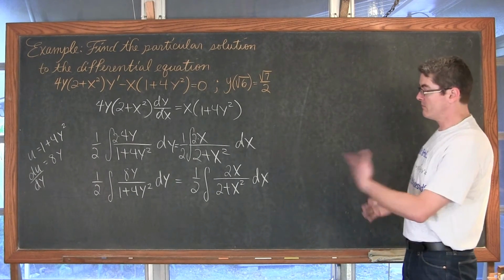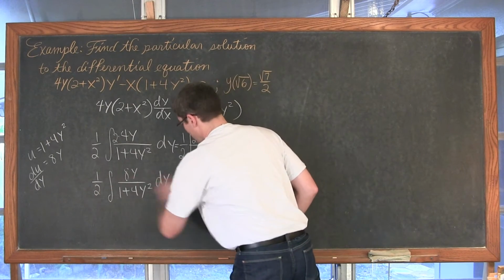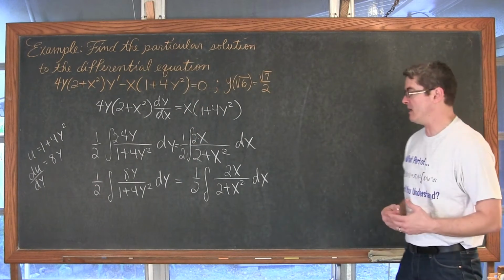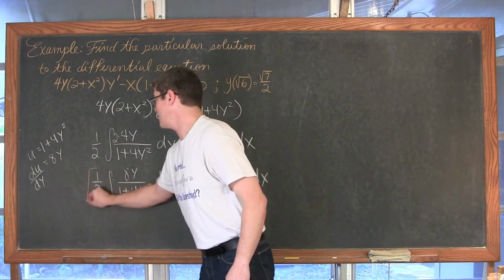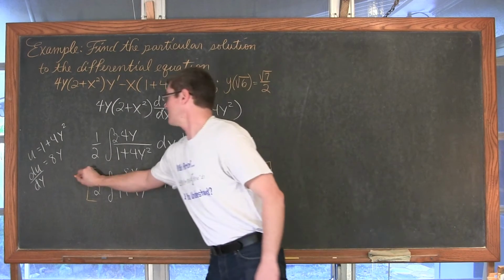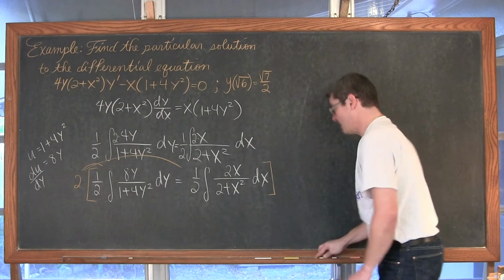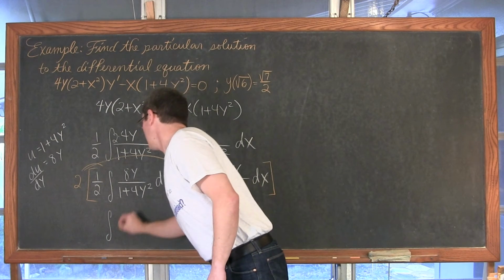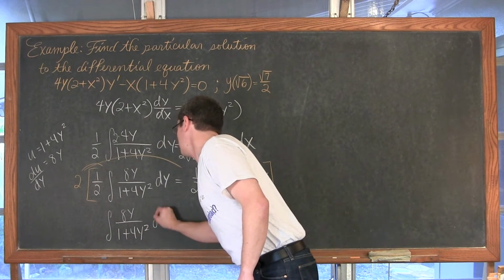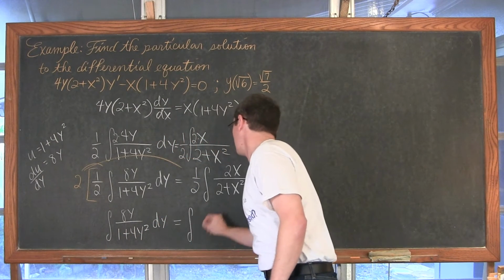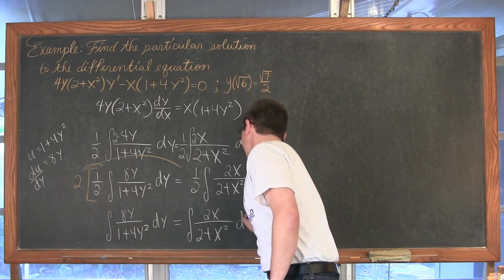Now, on both sides, left and right-hand side of my equation, there's a multiplication of just 1/2 in front of each of those. So I can now take this entire equation, if I want to continue to make this appear as simple as possible, and multiply both sides of the equation by 2. And that will give me the indefinite integral of 8y over 1 plus 4y squared dy is equal to the indefinite integral of 2x over 2 plus x squared dx.